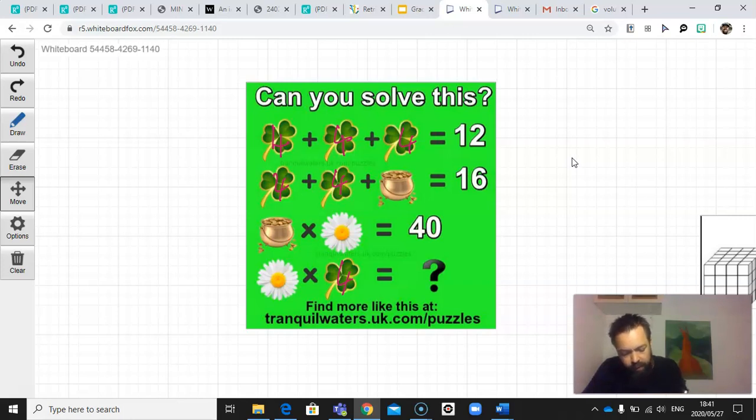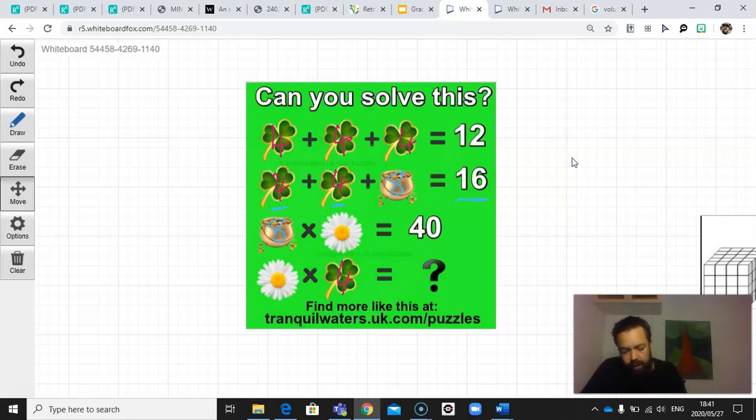Next, I will look at the second line. I have to get to a total of 16. I already have 8, what do I still need to get to 16? Well, 8. I had 8, 9, 10, 11, 12, 13, 14, 15, 16. I needed another 8. And so that tells us that the pot of gold is 8.